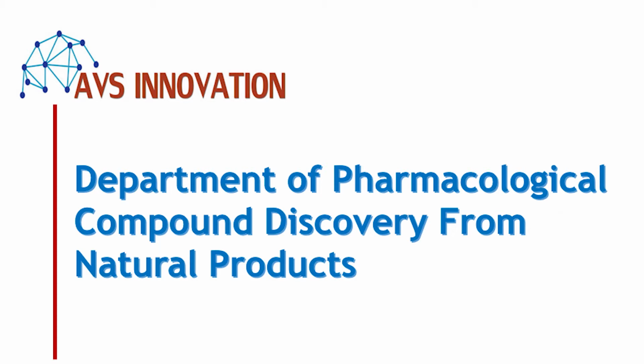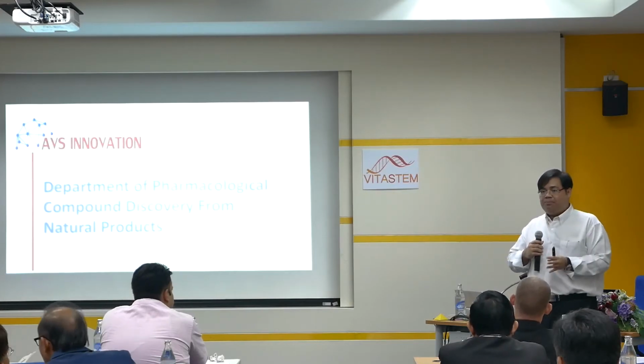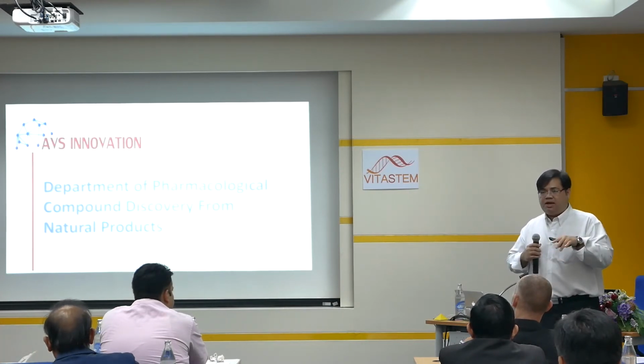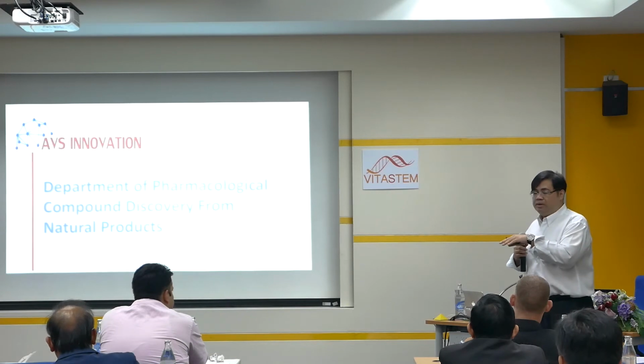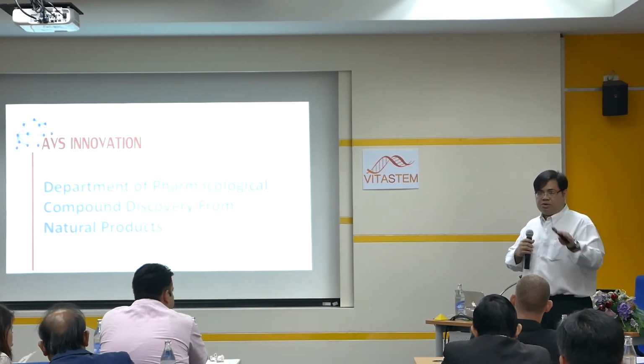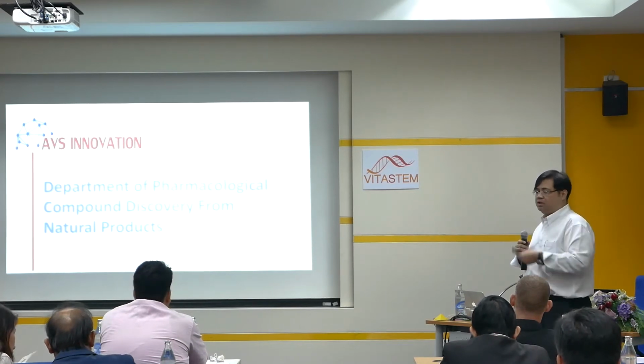Okay, so I want to introduce the business and the company. We have what we call pharmacological compound discovery from natural products. What we concentrate on is the active compounds in natural products. And actually, if you search, Thailand is number one in biodiversity. So we have a lot of herbs, fruits, and trees that possess pharmacological compounds.